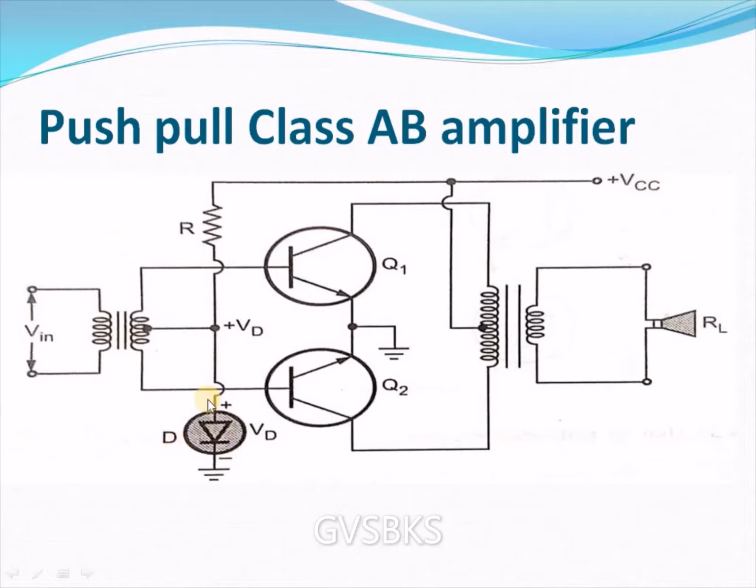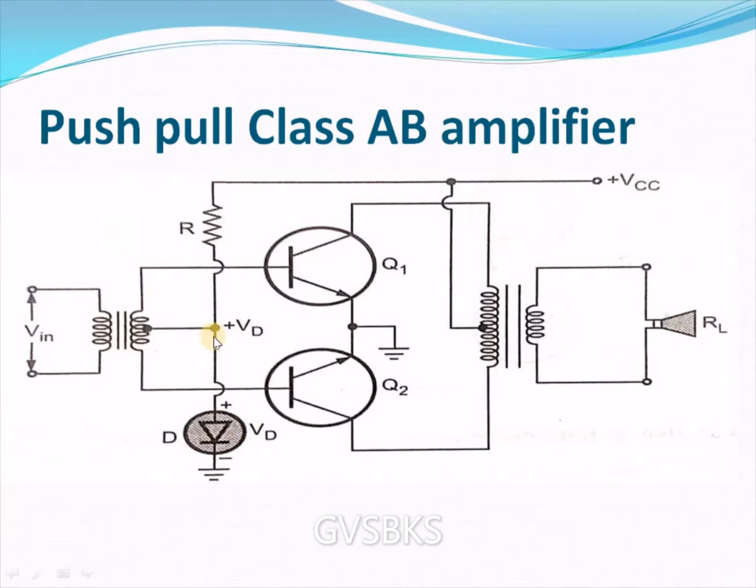This diode is operating in forward bias mode. In forward bias, the voltage across the diode is 0.7 volts for silicon diode and 0.2 volts for germanium diode. So if we select silicon transistors here, then we have to select only silicon diode. If we select germanium transistors here, then we have to select germanium diode. The same type of components we have to use in order to overcome the crossover distortion.